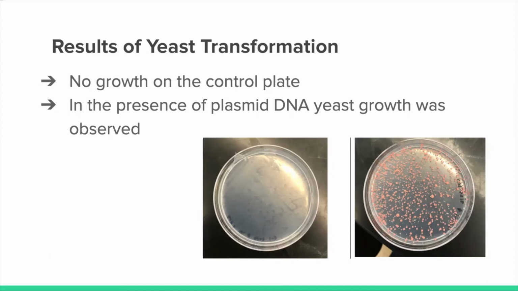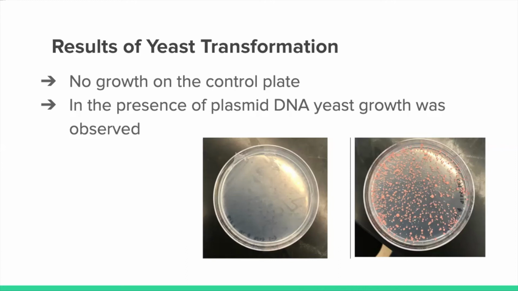The independent variable was the transformed yeast. The dependent variable was the yeast growth that we see on the plate on the right, and the control was the plate on the left, which didn't have the essential nutrients, but it did have the mutated yeast.